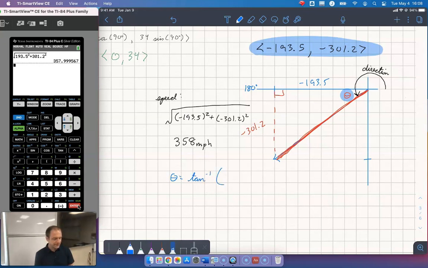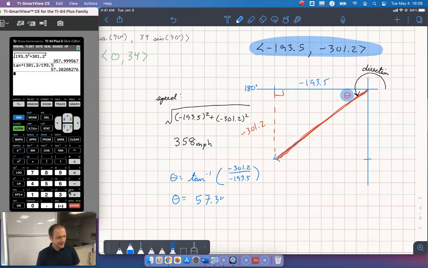My opposite is negative 301.2. I have an adjacent, negative 193.5. And believe me, I cringe inside writing that down because I did write down a negative divided by negative, which I really don't like to do. So when I type it in the calculator, I'm lazy, so I'm not going to bother, because a negative divided by negative is a positive. So 301.2 divided by 193.5. I'm still in degree mode, so I'm okay. And that's going to give me 57.3.